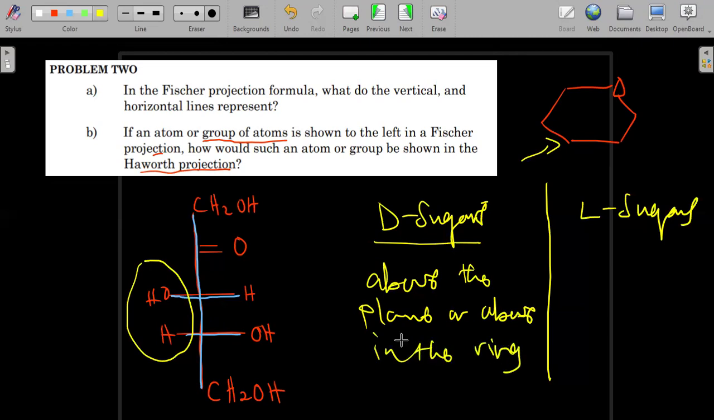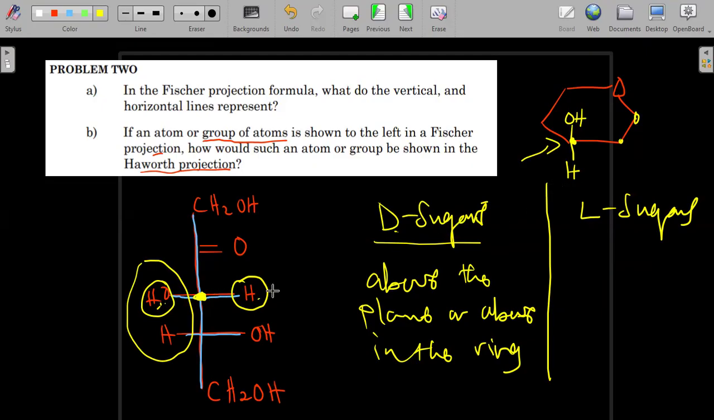Okay, so what I mean is, for example, if this is carbon number 3, we have carbon number 1, 2, and then 3 is there. So this carbon number 3 is connected to this OH on the left and then H on the right. If you have OH on the left, it means you're going to write your OH above the ring. And if you have H on the right, as long as it's a D sugar, it has to be below the ring like that.